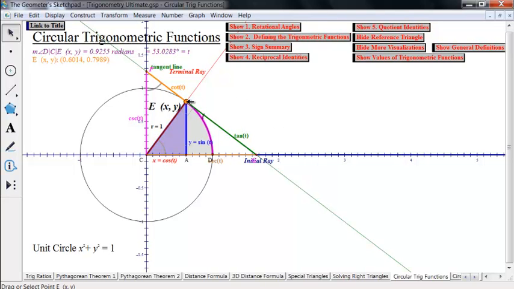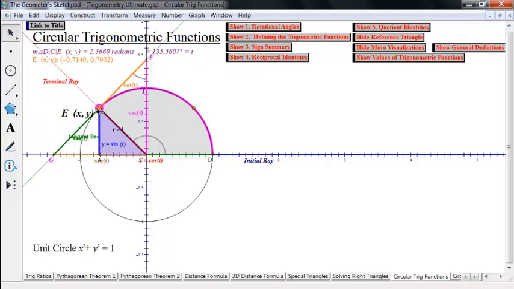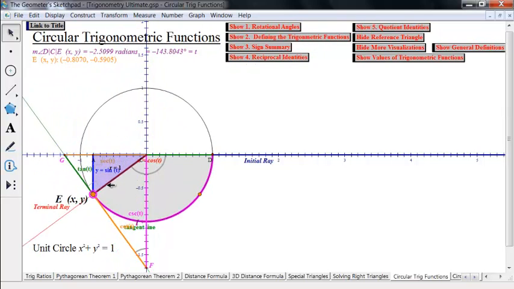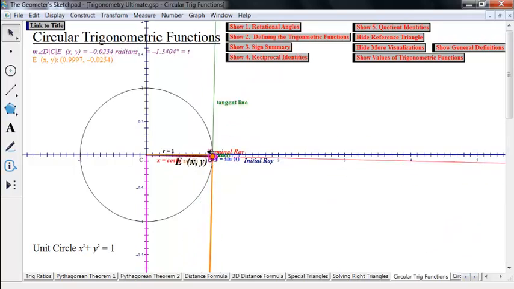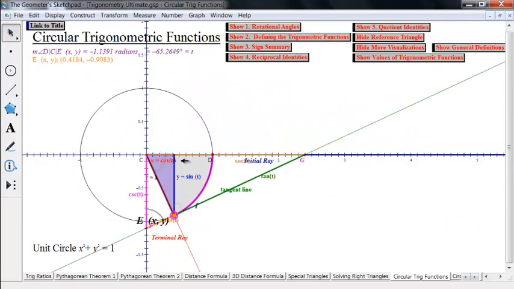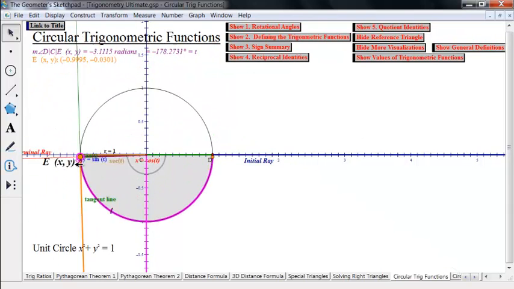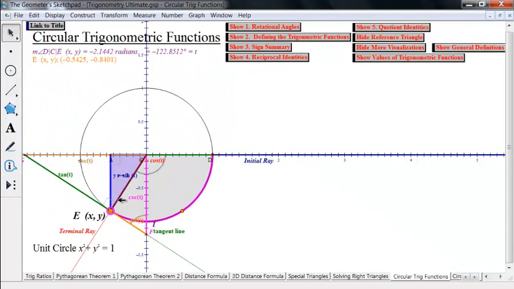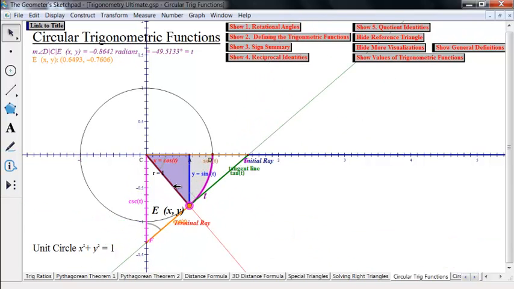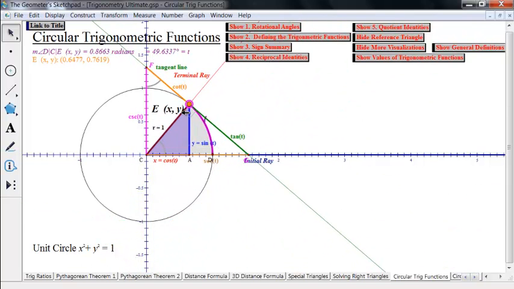And of course, when you rotate this around, the absolute value of the tangent will always be that green length. You just have to know that it's positive in the first quadrant, negative in the second, positive in the third, and negative in the fourth quadrant.